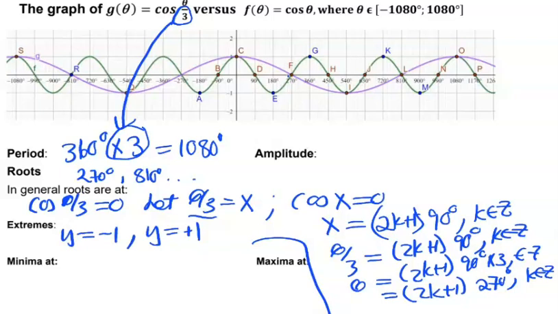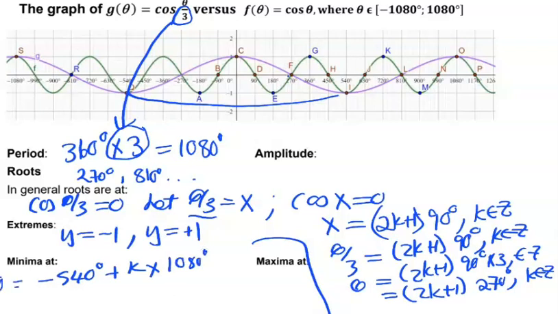The minima will now be fewer, and we can write down some of it. For instance, if you look at Q here, looks like a Q there. At Q we get -540 degrees plus k times, and to get to the next one there, I need to add 1080 times k. That is my minima where k is an element of Z.